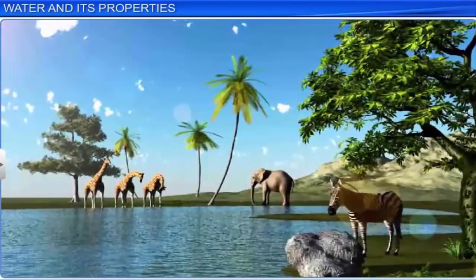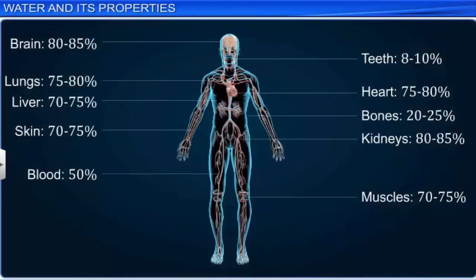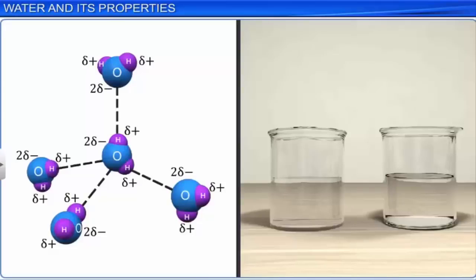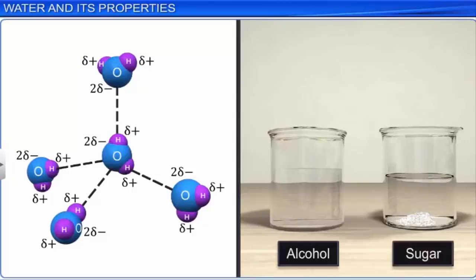Its high heat of vaporization and high heat capacities are responsible for the moderation of the climate and the body temperature of all living beings. Water is an excellent solvent for the transportation of ions and molecules required for animal metabolism. Due to hydrogen bonding with polar molecules, even covalent compounds such as alcohol and carbohydrates dissolve in water.